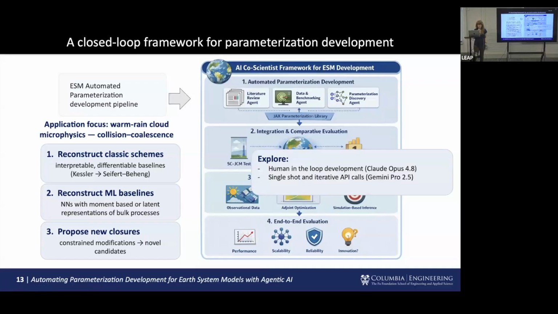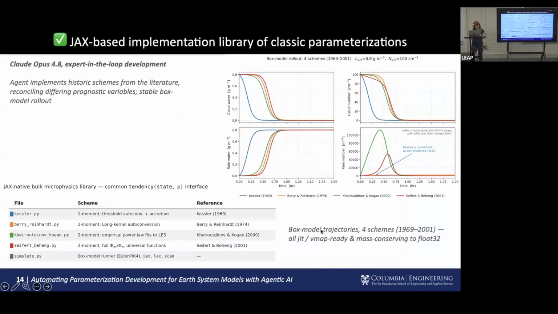I'm going to talk about 2 different ways of doing this. One is human in the loop development, where I'm using Claude Code, and there's a lot of intervention by me to guide the system as it's developing the parameterizations. Then I'll also compare this with some single shot and iterative API calls to Gemini Pro, to see more systematically how this compares to single calls of a large language model or iterative calls. I don't have a lot to say about this, because this is the Claude Opus with expert in the loop development for taking classic parameterizations, implementing them in JAX, and then comparing how stable they are in rollout.